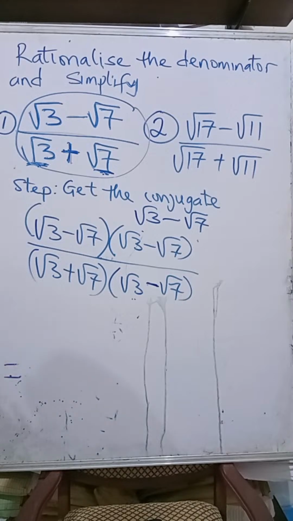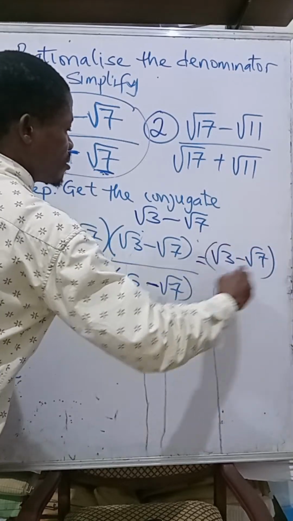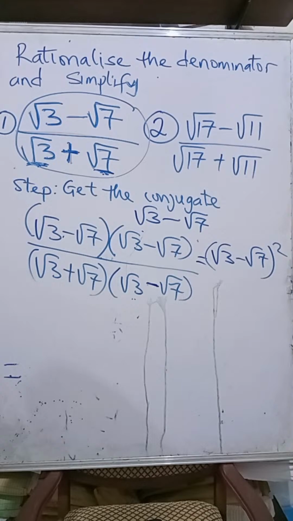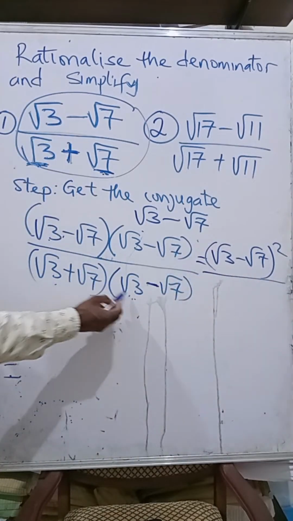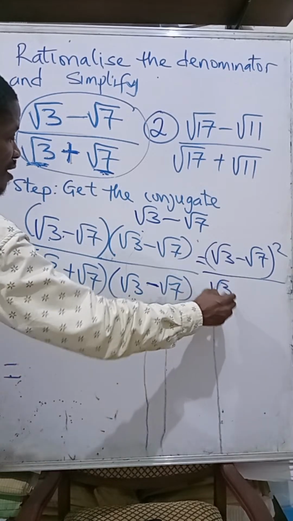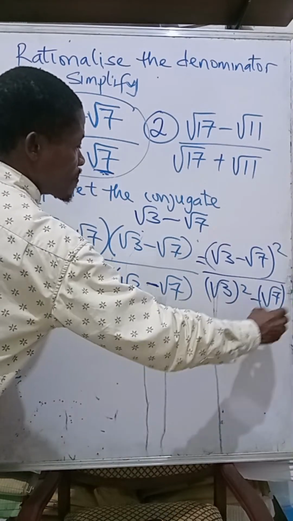So if you check now, the numerator, is it a difference of 2 squares? No, it's not a difference of 2 squares. But the same expression is the same thing as root 3 minus root 7 squared. And the denominator will be equal to what? This is a difference of 2 squares. That will be root 3 squared minus root 7 squared.